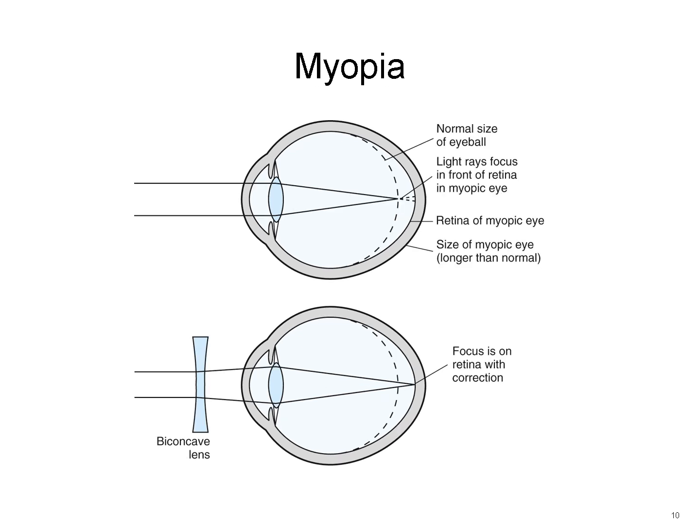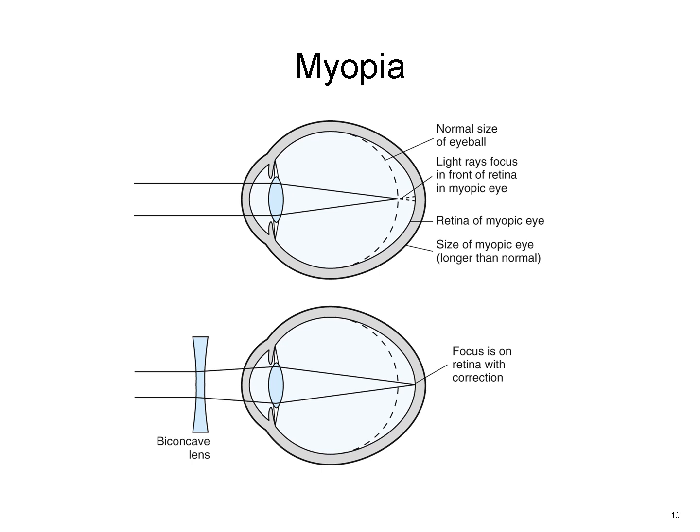Myopia, or nearsightedness, occurs when light rays focus in front of the retina, rather than directly on it. This usually happens when the eyeball is longer than normal, which causes distant objects to appear blurry while nearby objects remain clear. To correct this, a biconcave lens is used to diverge incoming light rays so they focus properly on the retina.